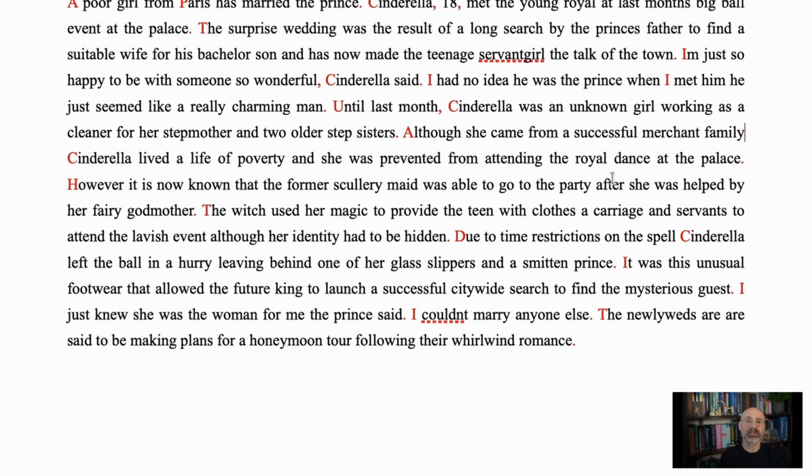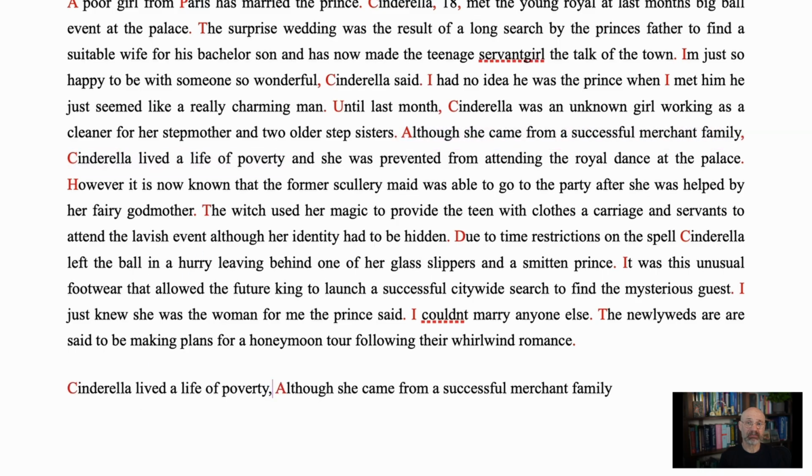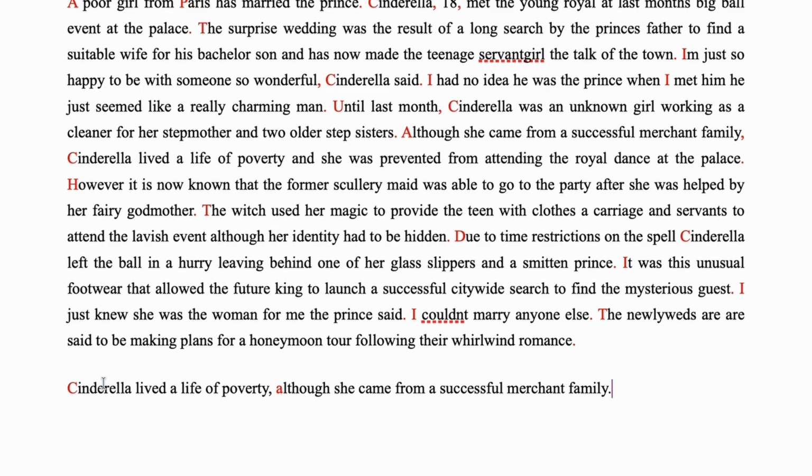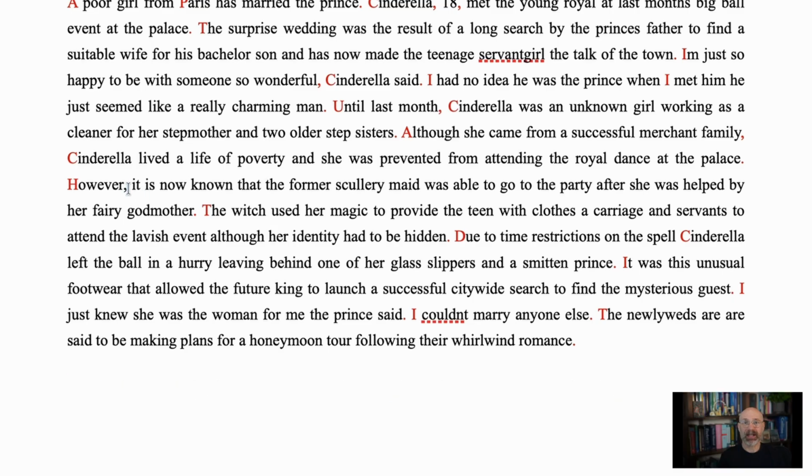The next comma is used to separate two clauses joined by a conjunction, although. Note the subordinate or dependent clause, which begins with although, is incomplete without the main clause, which is a complete sentence. We can actually reverse these two clauses and the meaning remains. However is another adverb, so as before with until last month, we separate with a comma. So remember, adverbs.